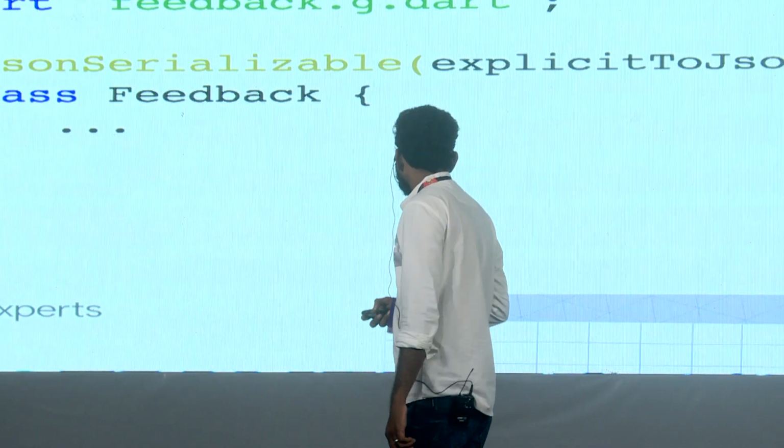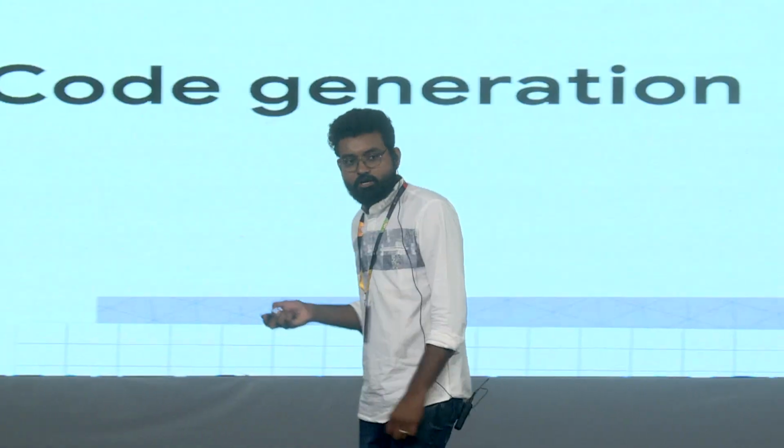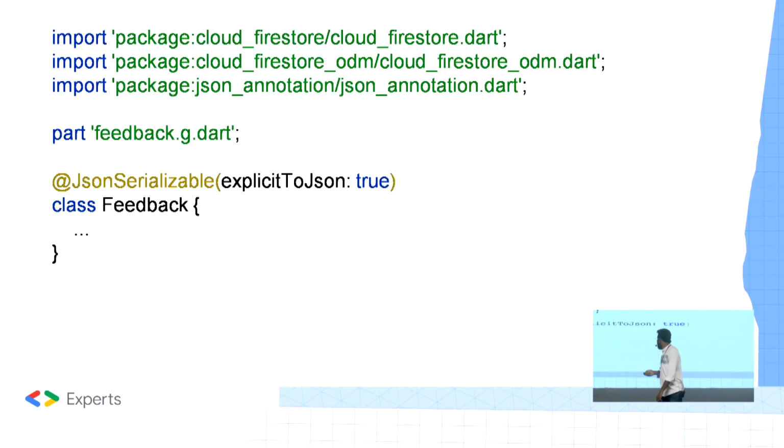Yes, so you have to run build runner. For that, you have to add the part .g.dart file, which will help you generate. This is the file where all the boilerplate code, which you don't have to manipulate, will be created over here.